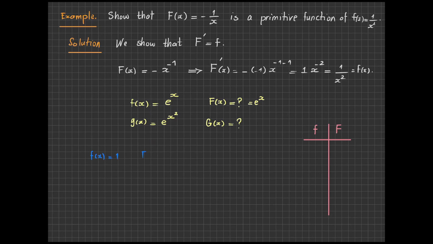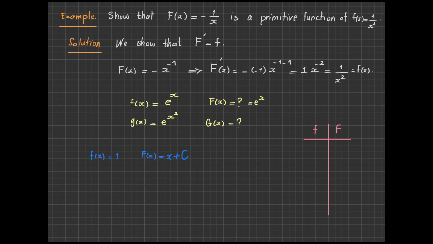Can you tell me what is a primitive function for 1? No, you want a function whose derivative is 1. X. So that function is x. But is x the only one? No. Any constant. x plus 1, x minus 2, x plus the square root of 3. So this is why you say, okay, I put a constant, you choose the constant yourself. So this is the function whose derivative is 1.